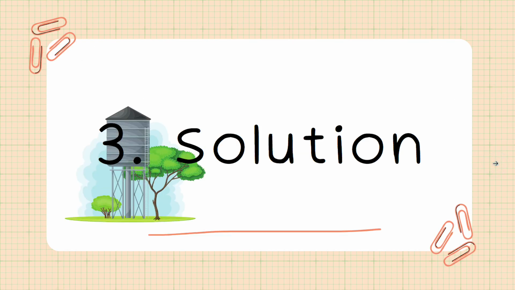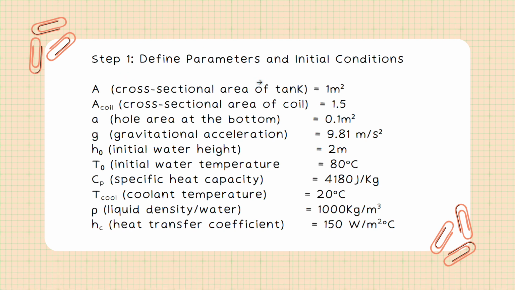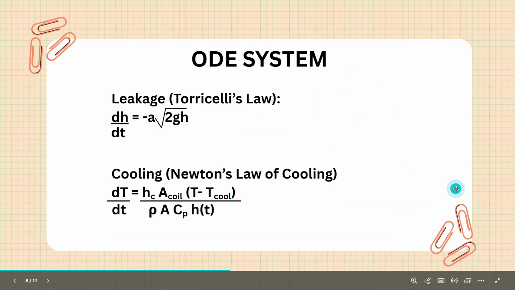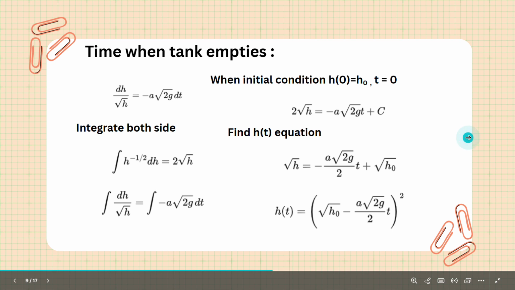So here is our solution. First things first, we determine the parameters and also the initial conditions. Here are the given conditions. For the ODE, we use two terms, which are Torricelli's law and also Newton's law of cooling. So this is our first ODE and this is our second ODE.